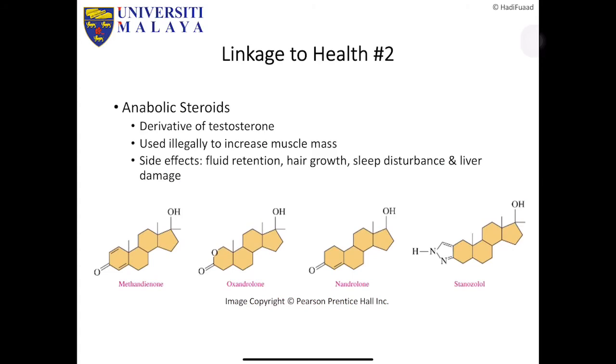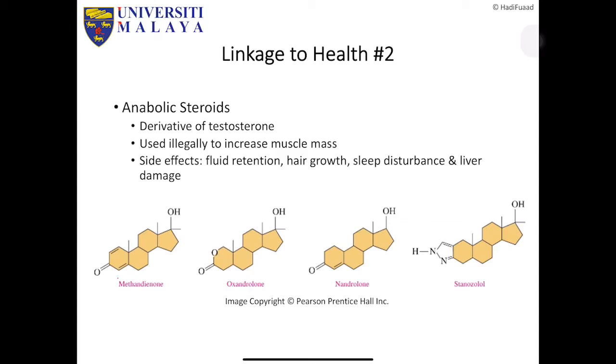So linkage to health, number two, the best thing, or what everybody probably has heard of, is anabolic steroids. It's a derivative of testosterone. It's normally used illegally to increase muscle mass, and the side effects of consuming anabolic steroids are such as fluid retention, retardation in hair growth, sleep disturbance, liver damage, and so on and so forth. So these are some examples of anabolic steroids.